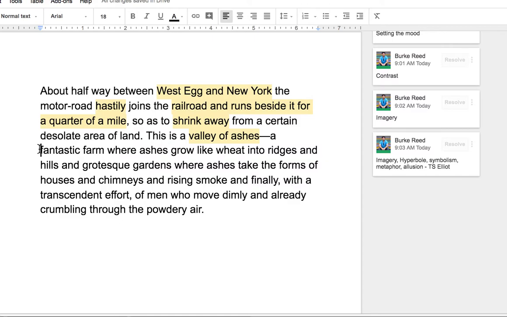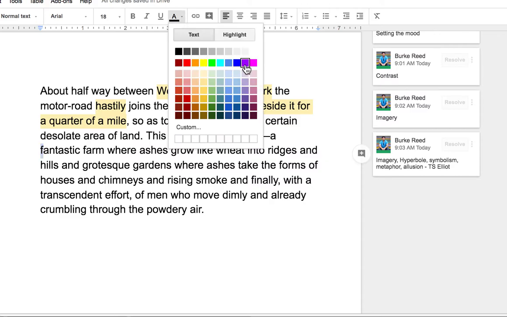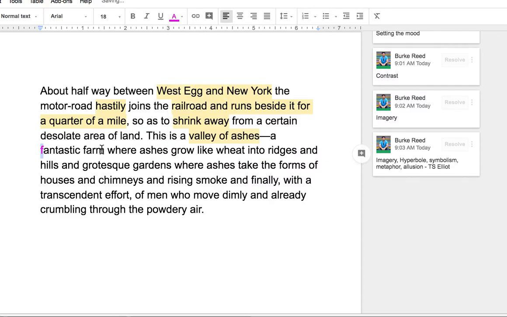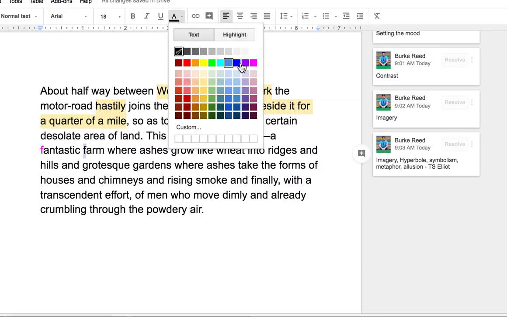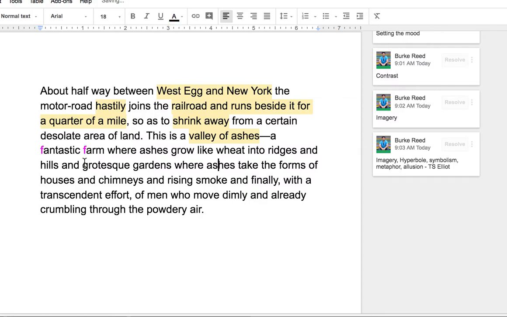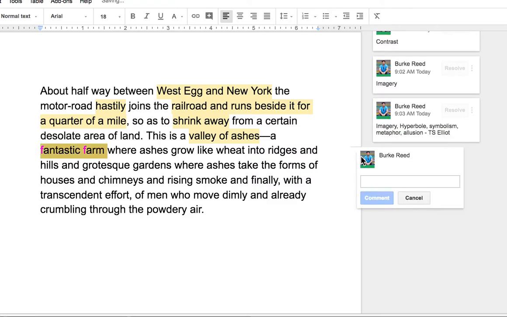The first one, I think probably the most obvious, is we have Fantastic Farm here. I'll give it pink, why not? All right, Fantastic Farm. Again, I don't want you to just identify the alliteration. I'd like you to tell me why maybe Fitzgerald is using Fantastic Farm here. Again, to stress an idea.